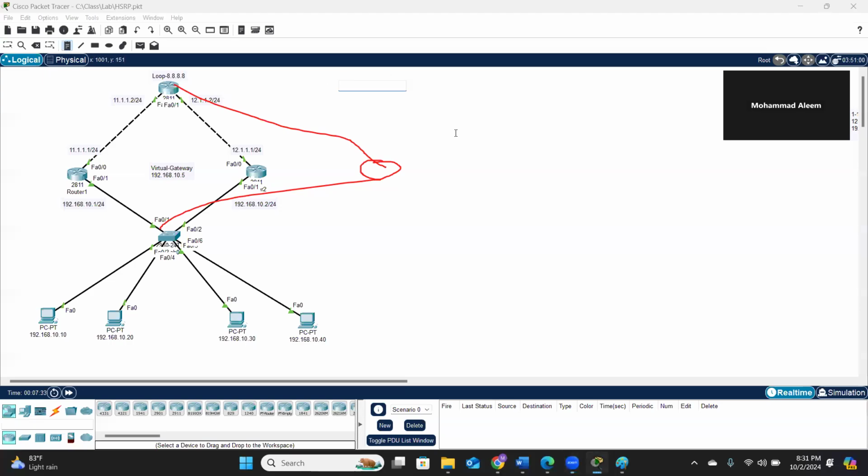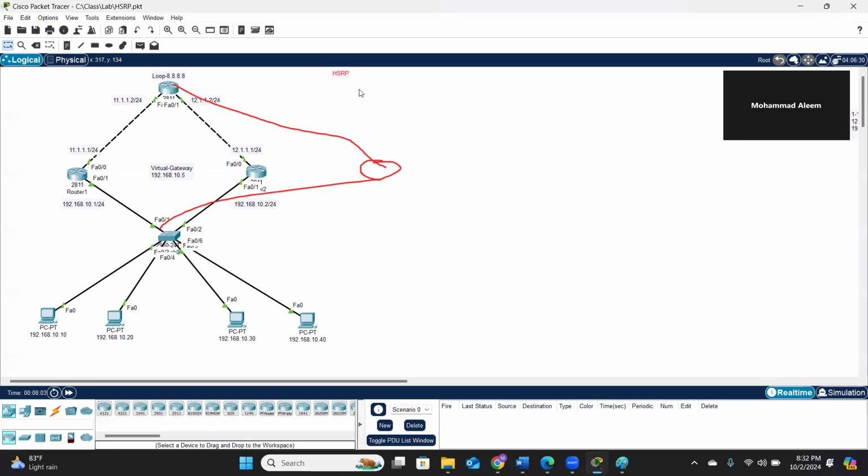So today in our lab, FHRP, we will configure HSRP, Hot Standby Routing Protocol. Then we'll discuss VRRP later on. Then we'll move forward. Theoretically, we'll discuss more about GLBP as well. Fine. So first of all, I have taken two routers.